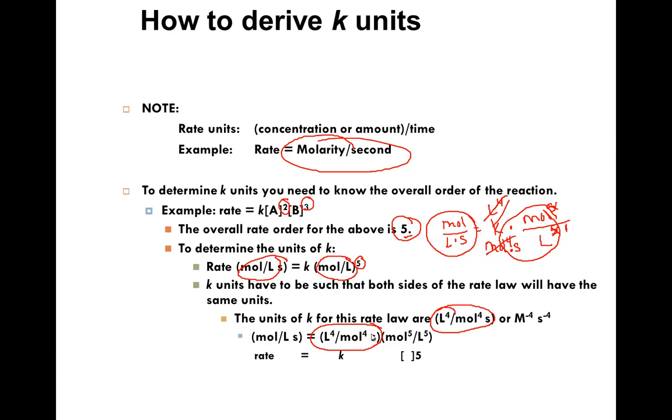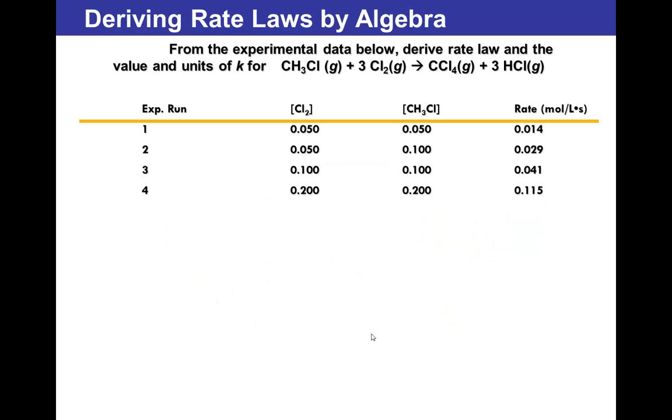Alright, so let's take a little bit more complicated one. From the experimental data, derive the rate law and the value and units of K. Alright, so we have 2 things here that are reactants, Cl2 and CH3Cl. Take it one step at a time. We know that the rate will eventually be rate is equal to K [Cl2] to the N power and [CH3Cl] to the M power. But we need to figure out what all these numbers are.